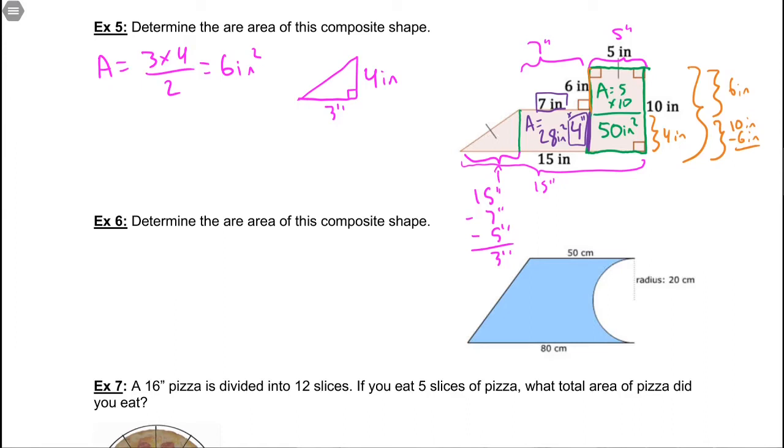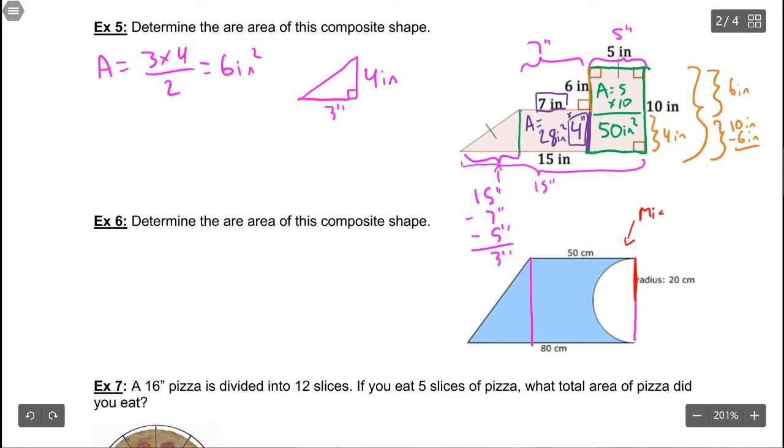All right, now this next example. This next example is similar. We've got a triangle and we've got a rectangle, and we're given the radius of the circle is 20. But the difference here is the circle is missing, or the semicircle, I should say, half the circle. So what we're going to do is take away the area of the half circle.